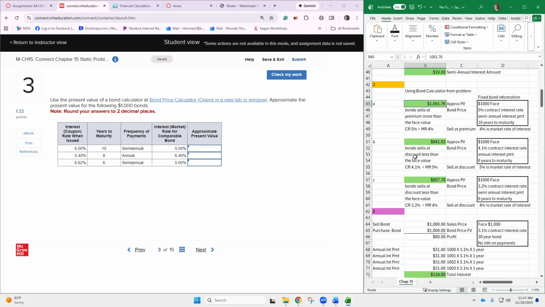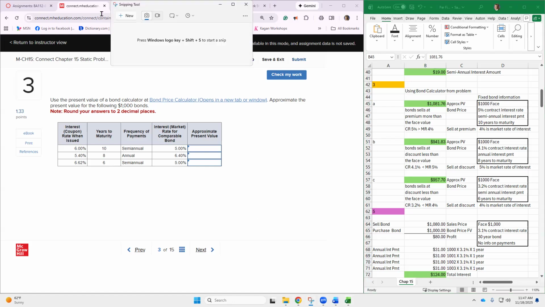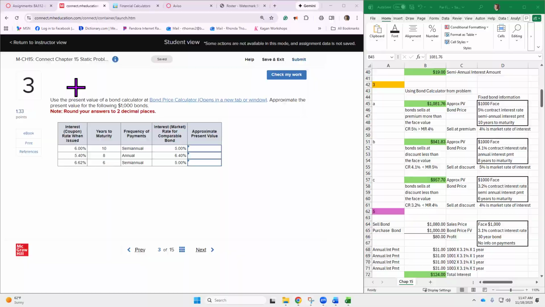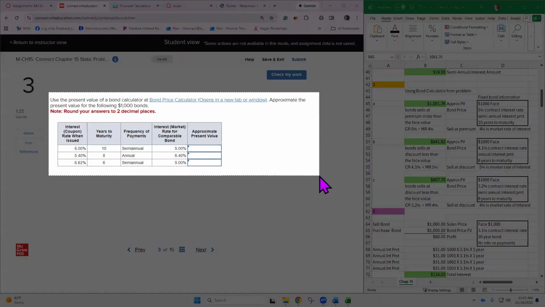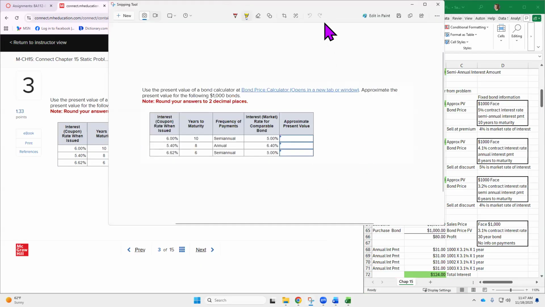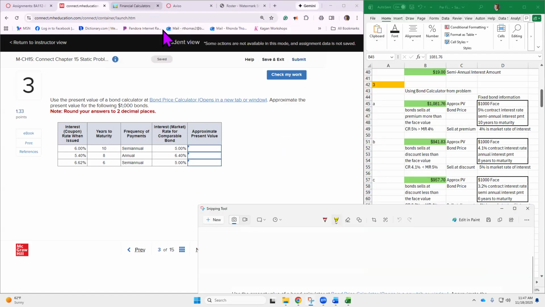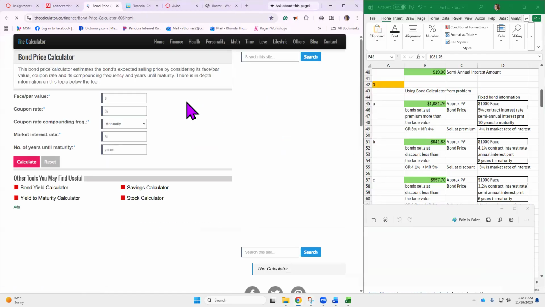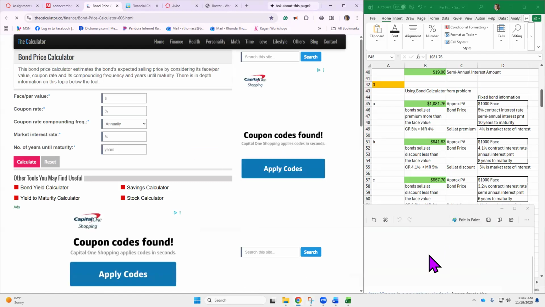Let me see if I can go out here to the bond price calculator, but I also want this. So here's what I'm going to do. I'm going to snip this just so I don't lose being able to see it. All right, so I've got that in my snip. Okay, so this is a bond price calculator, right? So we've got to put things into this.